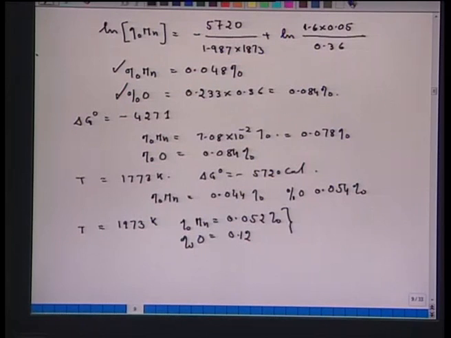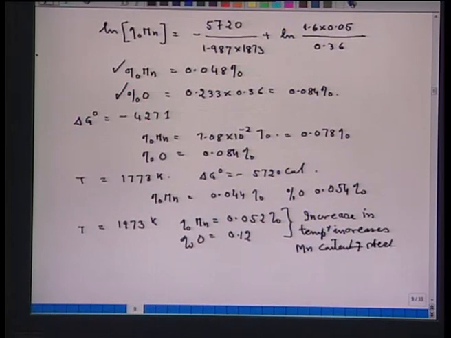So, what it says from here is that increase in temperature increases Mn content of steel, whereas for 1773 our conclusion is that decrease in temperature will increase the oxidation of manganese. That means, decrease in temperature favors the oxidation of manganese and increase in temperature favors the reduction of manganese. That is what I have shown by taking the calculation at different temperatures.